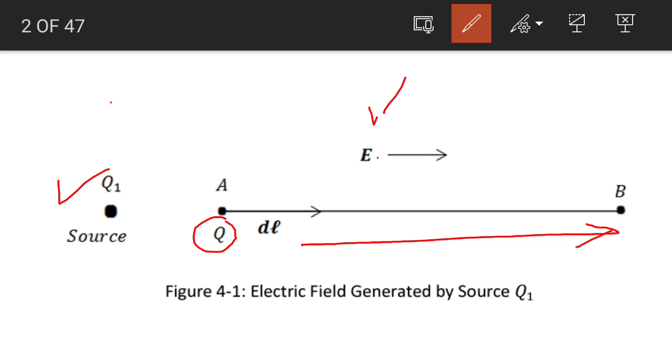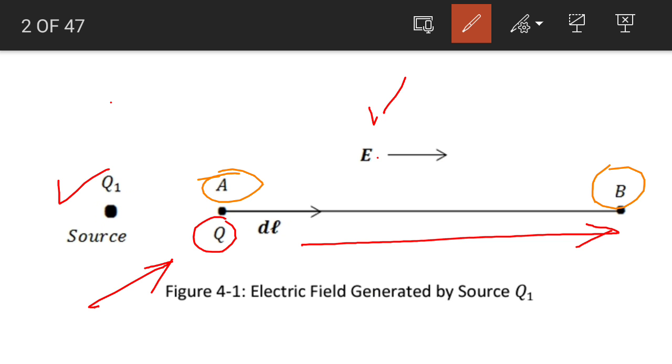force of repulsion. So there will be a force of repulsion on this charge of Q Coulomb, and this charge of Q Coulomb will move in the direction of the electric field intensity. So we want to find out the energy which is provided by the source to move this charge of Q Coulomb from the initial position A to the final position B.